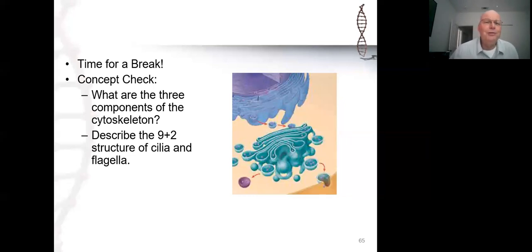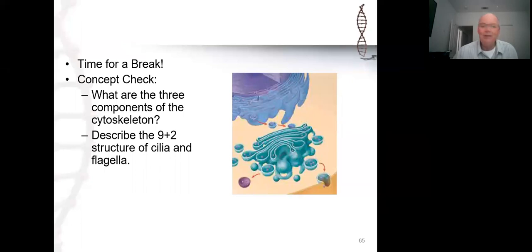So what are the three components of the cytoskeleton? The large one is the microtubule, a hollow tube of proteins. The middle one is the intermediate filaments, made up of keratin and a couple of other proteins, but primarily keratin, for strength and resisting stretching and tearing. And then the actin filaments, or microfilaments, which are made up of actin. And those are the contractile components of the cytoskeleton.